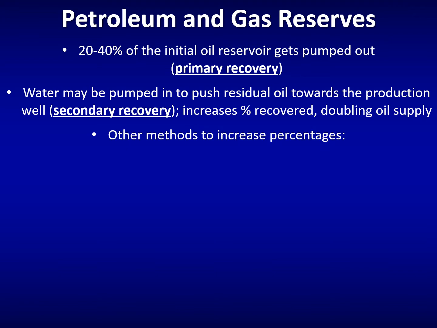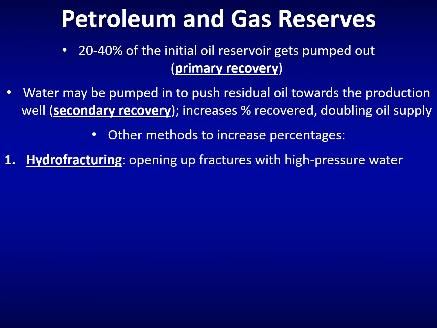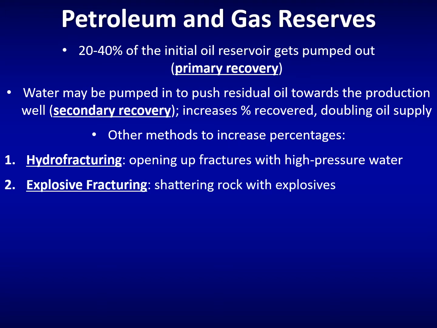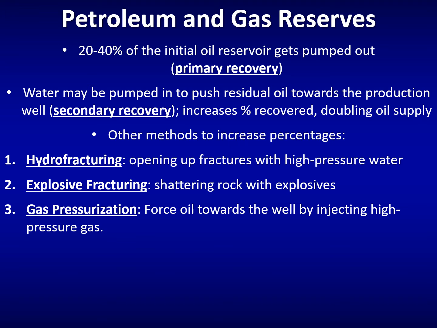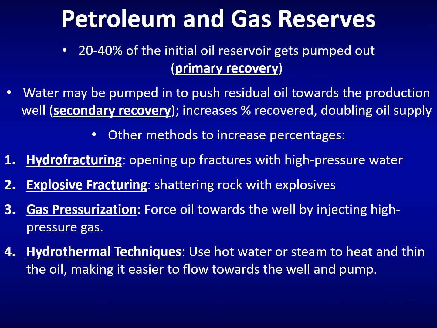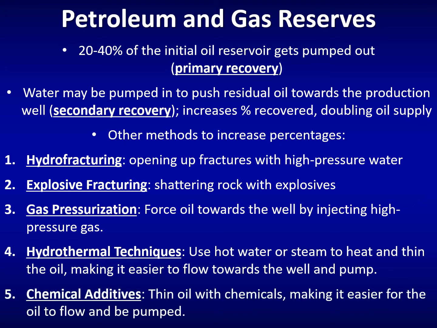Now, you can actually increase the percentage of oil obtained from a reservoir by using some secondary recovery procedures. One common one is for water to be pumped into the reservoir to push the residual oil towards a production well. But there are other methods such as hydrofracturing, opening fractures with high pressure water; explosive fracturing, shattering the rock with explosives to help get more of the oil out; gas pressurization, which forces oil towards the well by injecting high pressure gas; hydrothermal techniques using hot water or steam to heat and thin the oil, making it easier to flow towards the well and pump; and chemical additives.